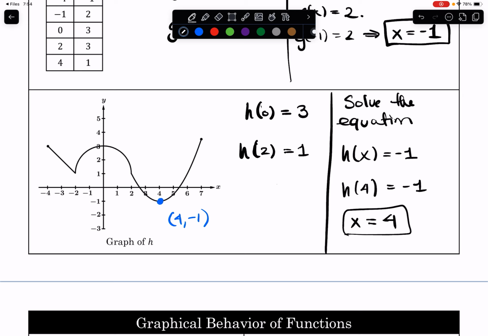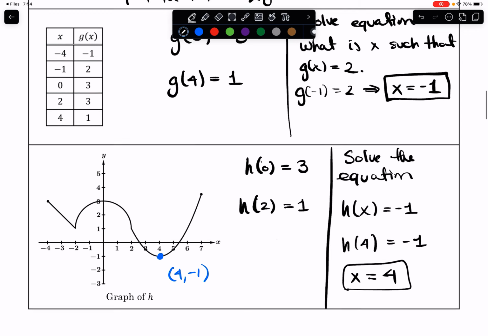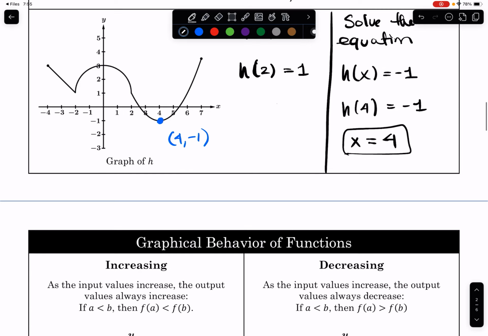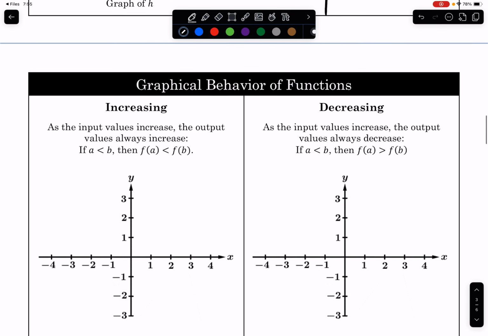Now let's get into today's main idea. We were just reviewing how to evaluate functions and how to use the graph to evaluate and solve equations. The same thing with the table. Let's get into today's actual learning objective, which is how do we determine when a function is increasing or decreasing. So let's first go over what the definitions of those things are.